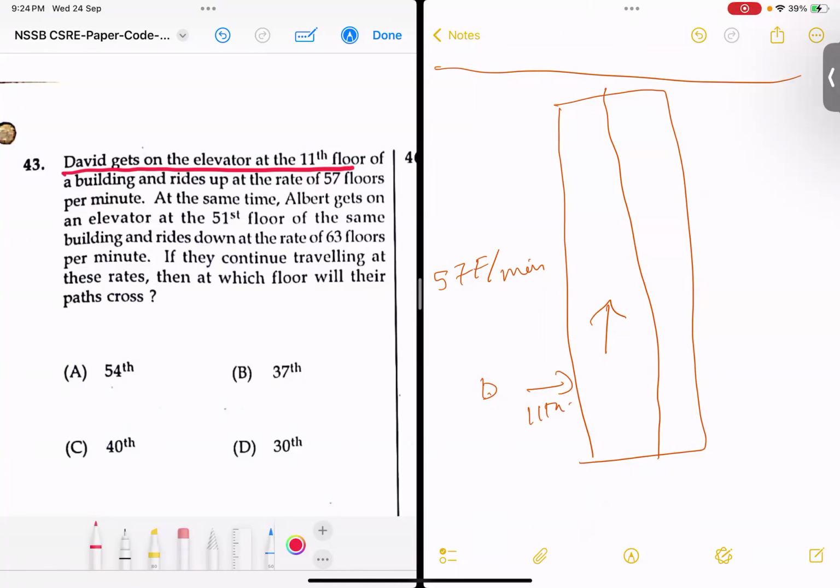Now, at the same time, Albert also gets into a different elevator. He enters it at the 51st floor, okay? So one is entering at the 11th floor, the other is entering at the 51st floor. And he comes down, okay? The elevator is coming down at the rate of 63 floors per minute, okay? So the question asks: at this rate, that is at 57 floors per minute and 63 floors per minute, what is the floor where they will cross each other, right? So one is going up and one is going down, which means at a particular floor, they are going to cross each other, right? So we have to determine that floor.